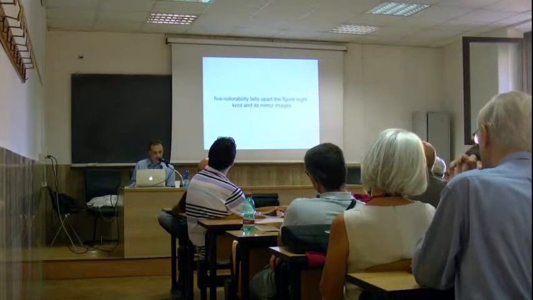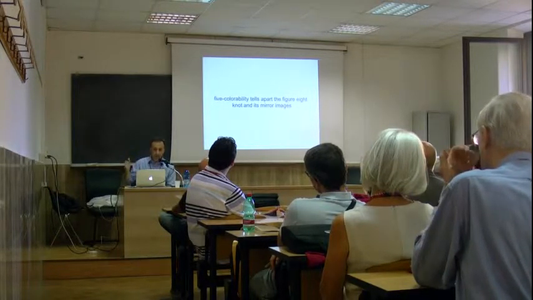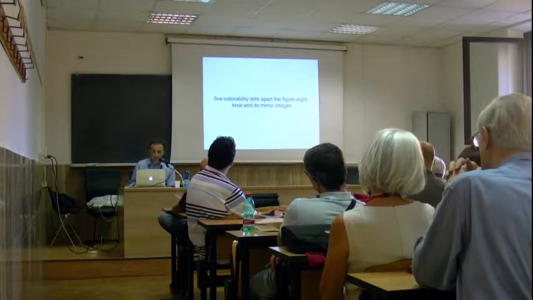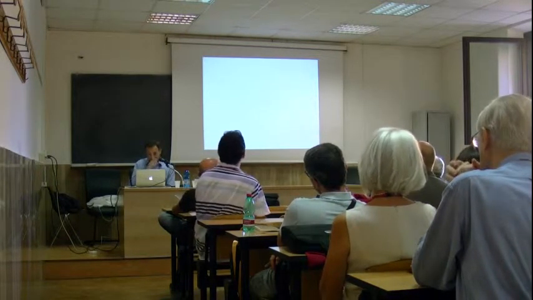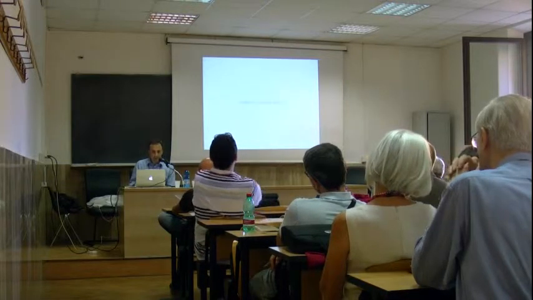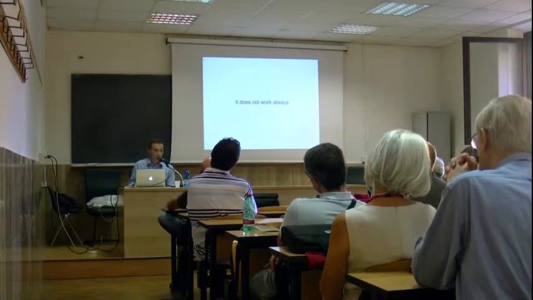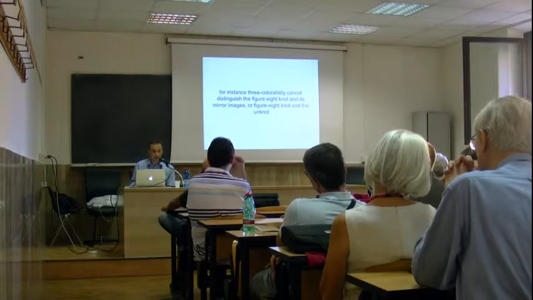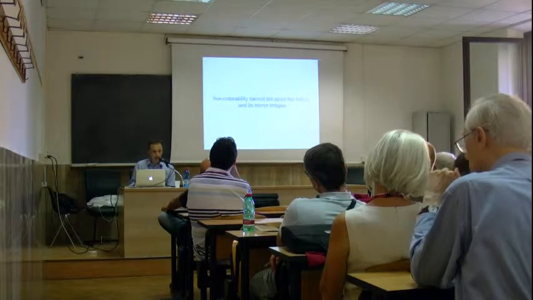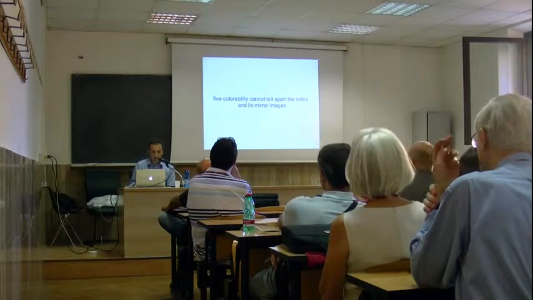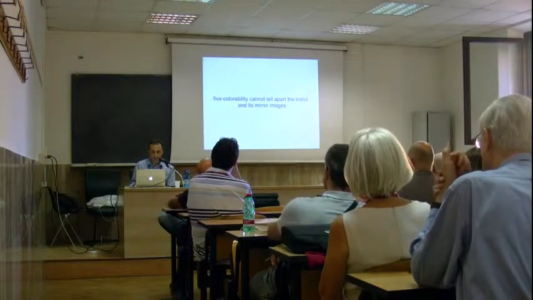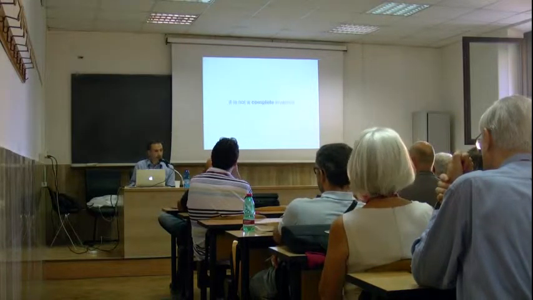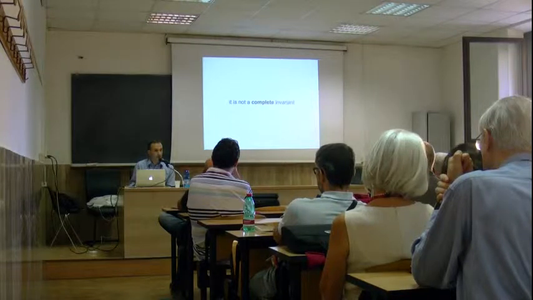And on the other hand, 5-colorability tells apart the figure 8 knot and its mirror image. But it does not always work. That means that, for instance, 3-colorability cannot distinguish the figure 8 knot and its mirror image, or the figure 8 knot and the unknot. And on the other hand, 5-colorability cannot tell apart the trefoil and its mirror image. So, in this sense, it's not a complete invariant. There is no completeness.